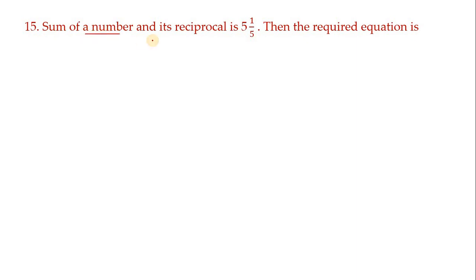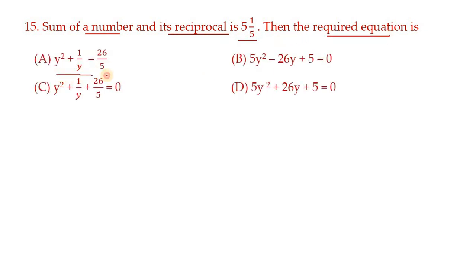The sum of a number and its reciprocal is 5 1 by 5. Then the required equation is: y square plus 1 by y equals 26 by 5; 5y square minus 26y plus 5 equals 0; y square plus 1 by y plus 26 by 5 equals 0; 5y square plus 26y plus 5 equals 0. So these are the given options. First understand the problem. Sum of a number. We don't know which number it is, so take the number as y, because in all options we have the variable y.